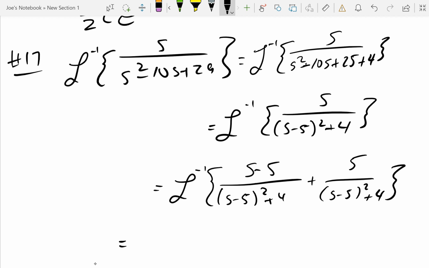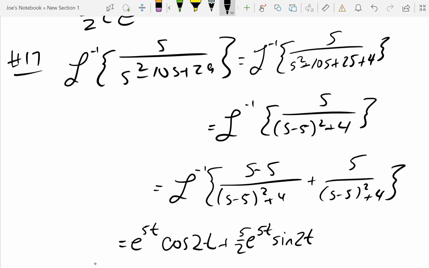This is a cosine, so this will be a cosine of 2t, the 2 coming from the square root of the 4. I need to multiply that by e to the 5t because of the translation piece. Plus, now here I've got a 4 in the denominator. For sine, I need a 2 in the numerator, so I'm going to have to adjust with a 5/2. We'll have a sine of 2t. And again, the 2 in the denominator is coming from the fact that we need a 2 in the numerator to do the inverse Laplace transform for sine. And then, again, we multiply this by e to the 5t. So this would be our inverse Laplace transform in this case.